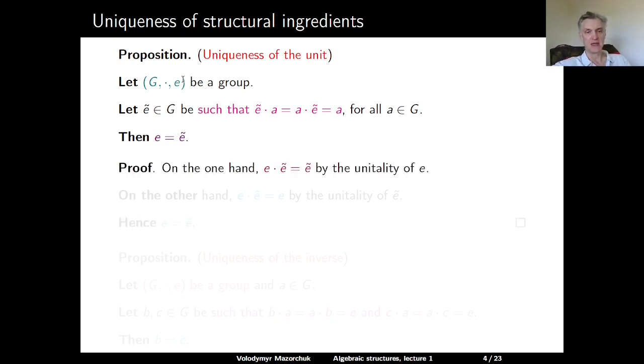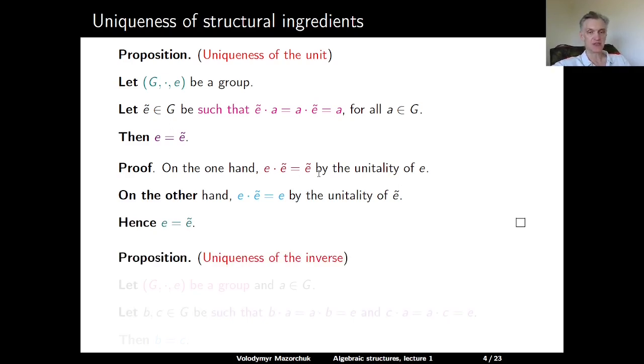Proof: let us take the product of our element E and the element E tilde. On the one hand, this is equal to E tilde because E is the identity element. On the other hand, this product is equal to E because of this property of E tilde, that E tilde is an identity element. And therefore E is equal to E tilde. And this completes the proof of this proposition.